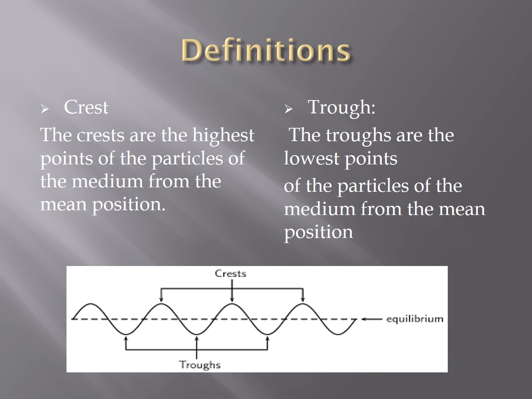Now you should know what actually a crest is and what actually a trough is. Crests are the highest points of the particles of the medium from the mean position. As you can see, the upper half of the wave above the dotted line is denoted as crests, whereas the lower half below the dotted line shows the troughs. Now, the definition of a trough: troughs are the lowest points of the particles of the medium from the mean position.